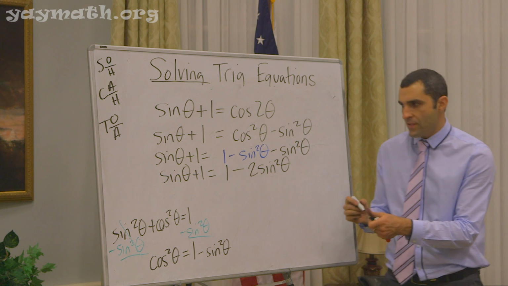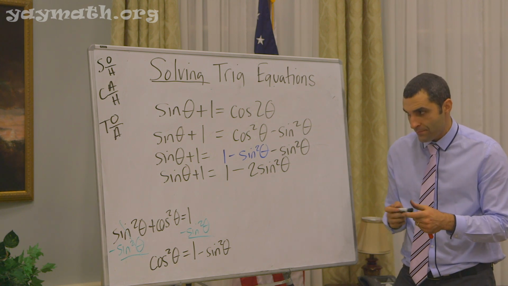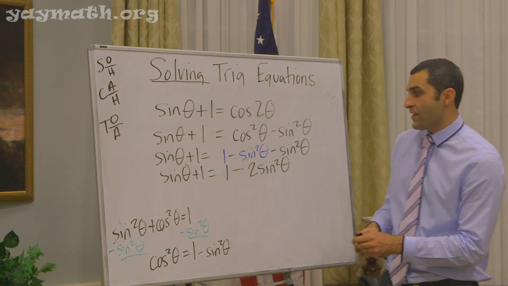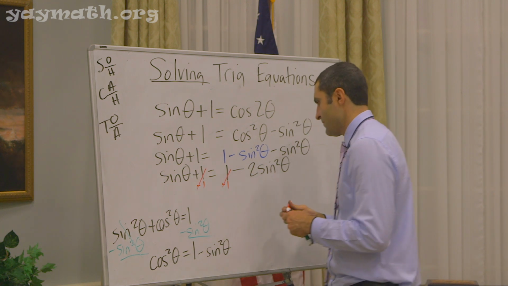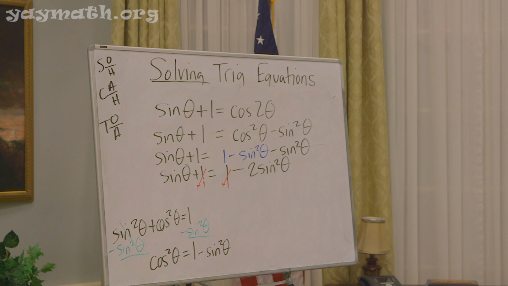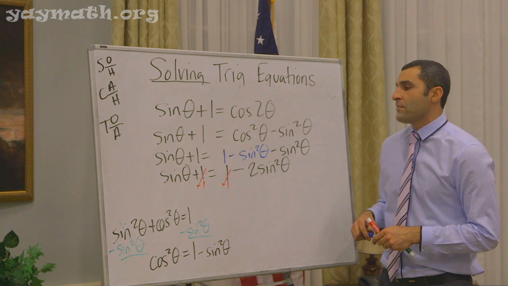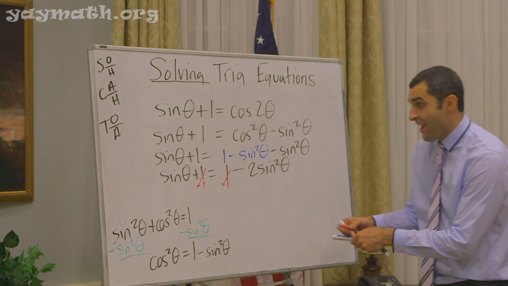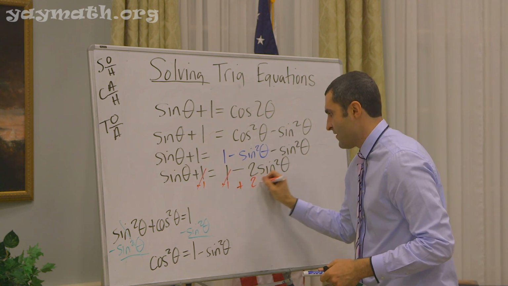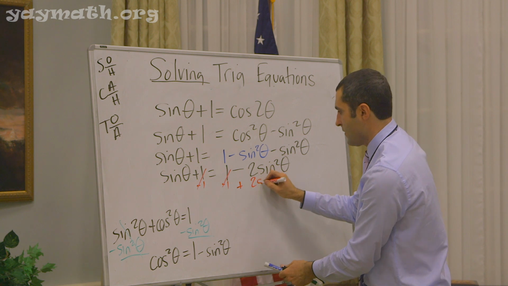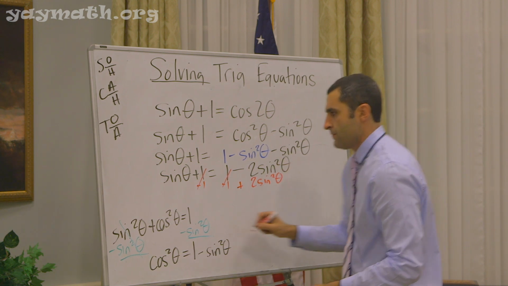We can do stuff to both sides, such as subtract 1. Subtract 1, gone. And then I want to bring everything to the left and make it equal to 0. So add 2 sine theta to both sides. Why? I want to get it equal to 0. Yeah, that's why. I forgot that there's a subtraction sign.